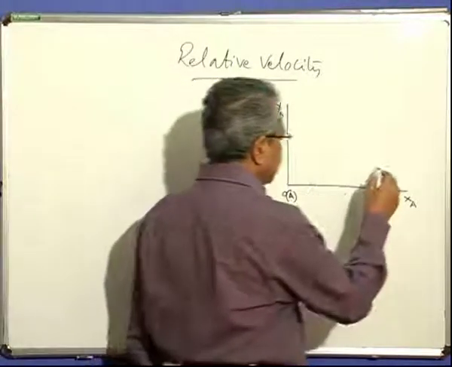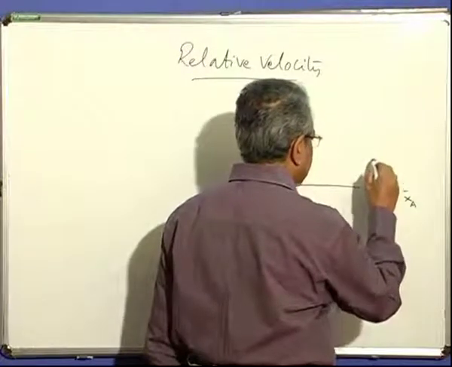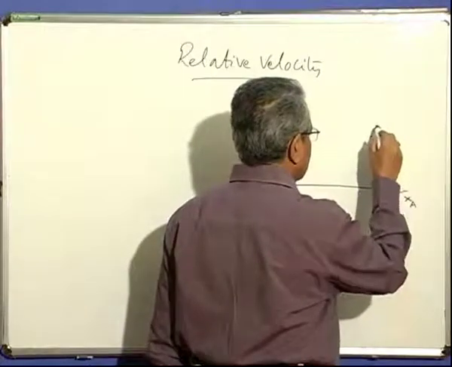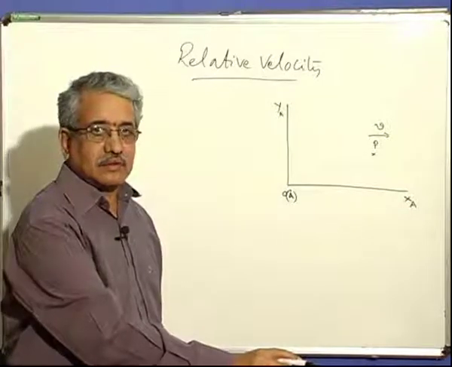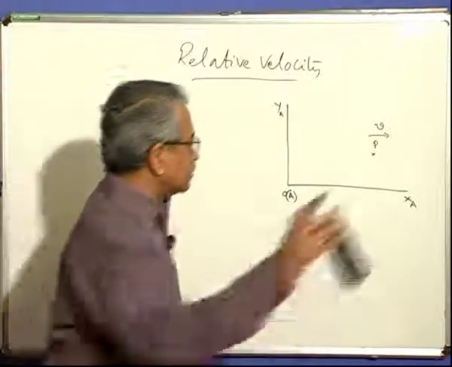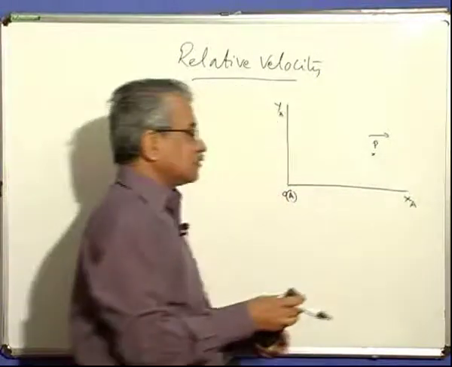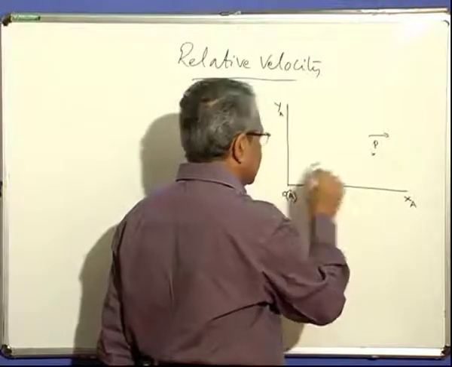Then there is a particle, suppose a point P here, which is moving like that with a velocity. How do you know the velocity is there? Well, it is to be observed by the observer, as I told you. Let us start that there is an object here at P. The observer from here is observing it.